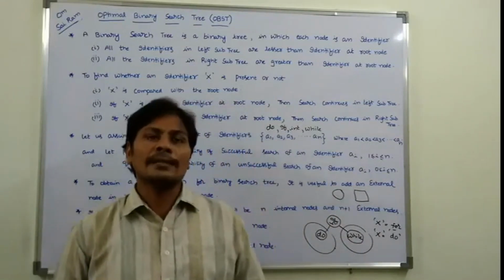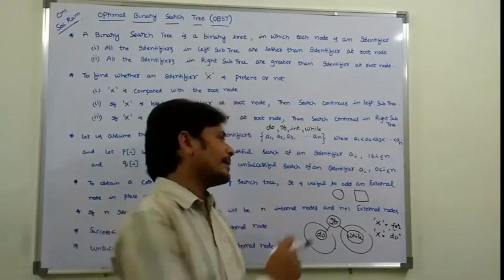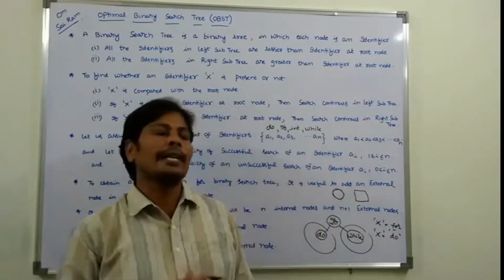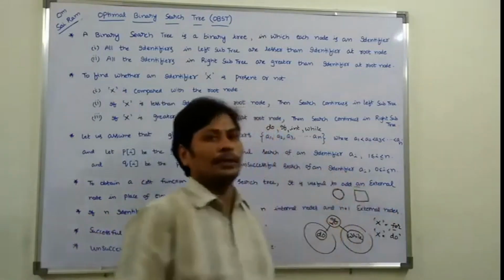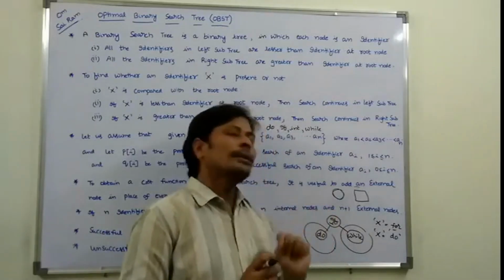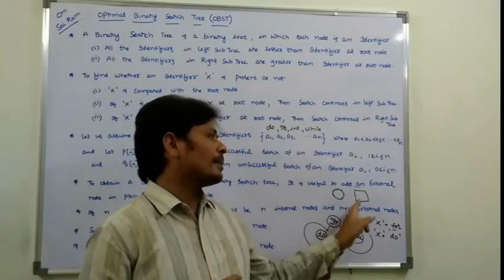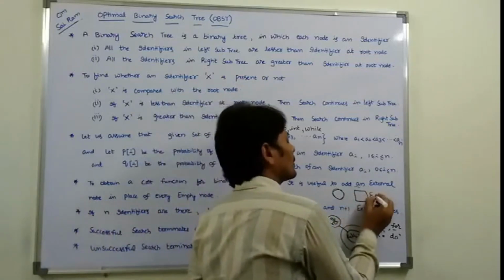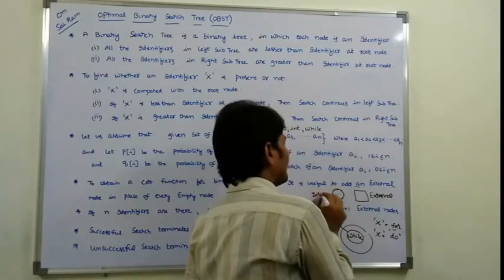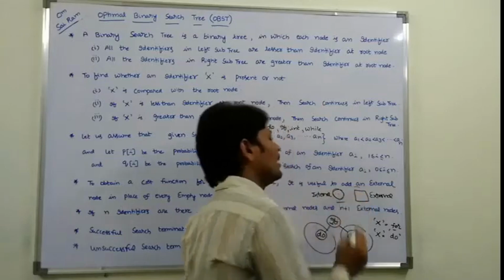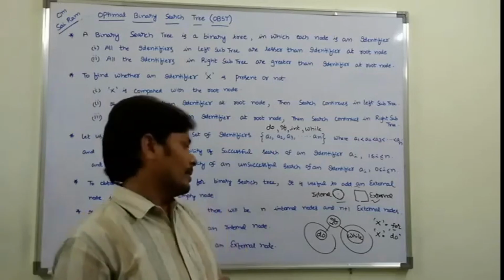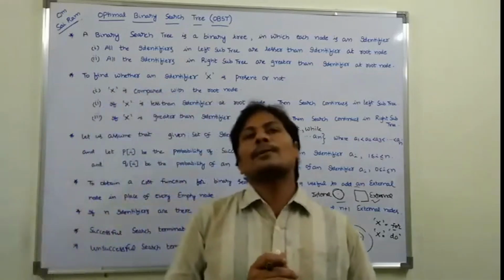The successful search always terminates at the internal node. The unsuccessful search always terminates at the external node. This is external node and this is internal node. So internal nodes are represented as circles and external nodes are represented as square boxes.